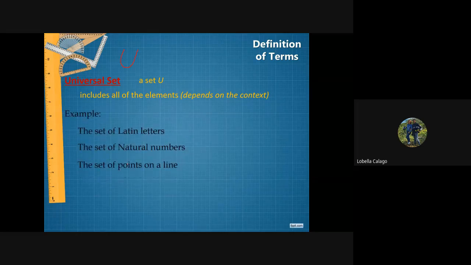For example, the set of Latin letters. So lahat ng Latin letters are universal. Natural numbers, points on a line. So lahat po yun, universal sets. So it includes all of the elements. Pero depende pa rin sa context. Like this one, ang context niya is only Latin letters. Roman letters, English alphabets are not included in the set of Latin letters. May context pa rin po.